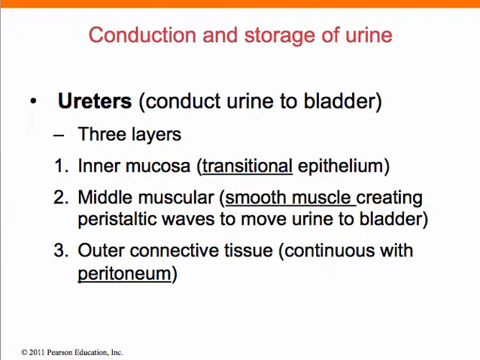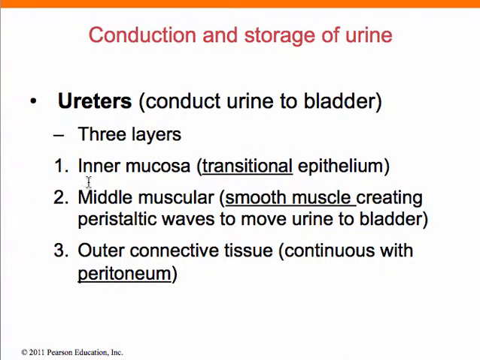We're now going to take a look at the organs that help to conduct and store the urine in the urinary system. So we're first going to look at the ureters. Remember, there's two of them, and they conduct urine from the kidney to the bladder. So their anatomy is going to be set up just to assist in that function.